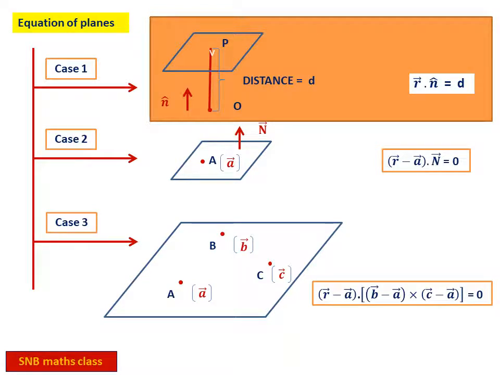Now we have completed the first part, that is r dot n cap equal to d. Now let us take the second case, that is, one point A on the plane whose position vector is a is given, and the normal vector to the plane n is given. So this is the second case. Let us proceed.